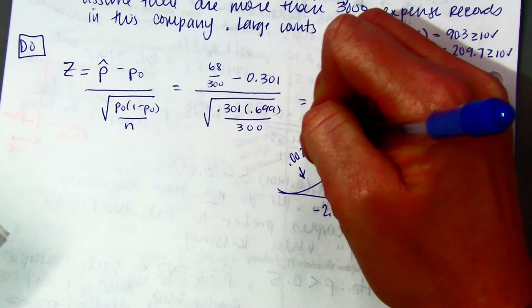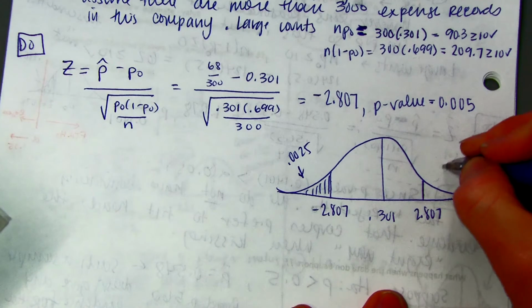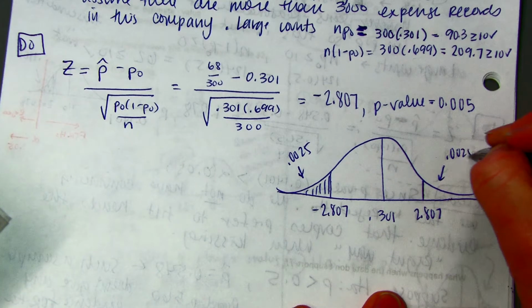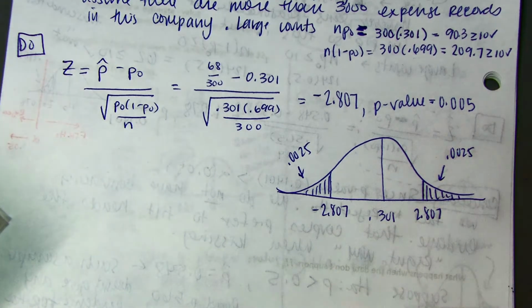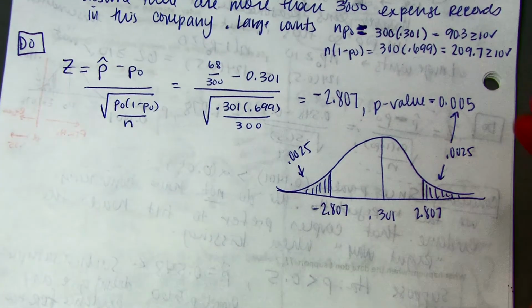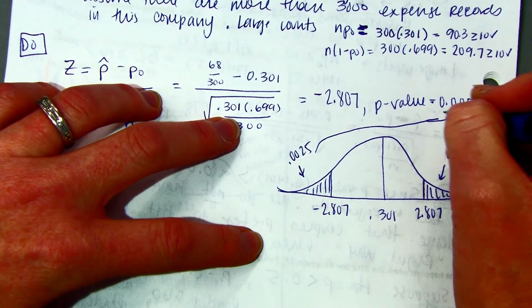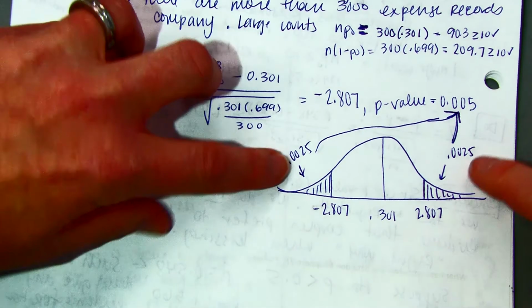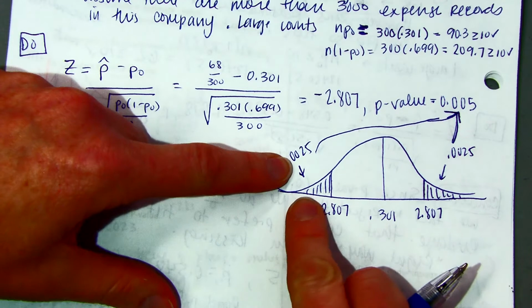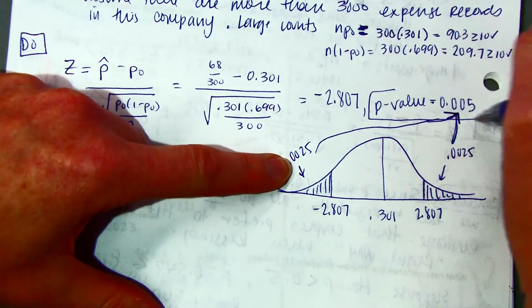0.0025. That's this region. And this is also 0.0025. When I add them together, I get 0.005. So you have to add them together. If you're going to do it from the table, you have to understand that in the table, you get only one side. You have to multiply it by 2 to get the total p-value for this problem.